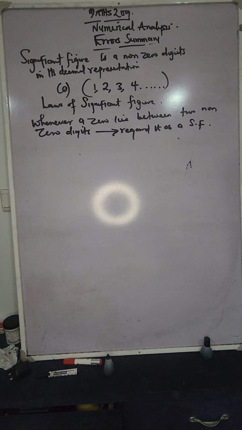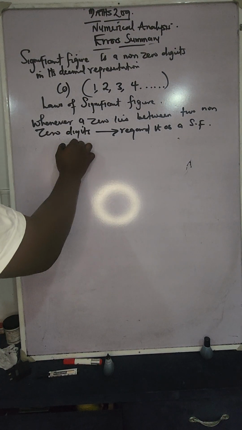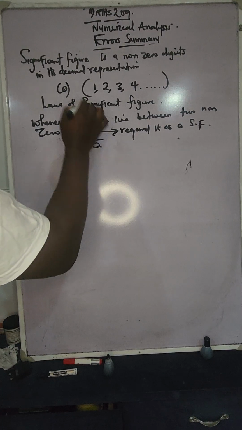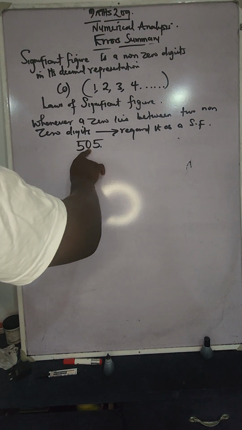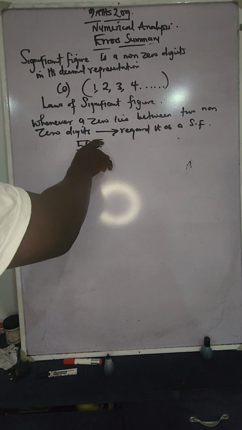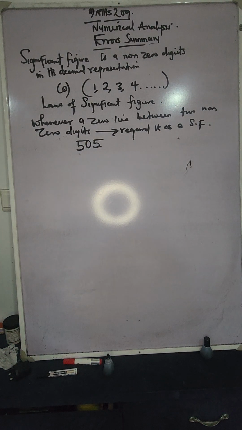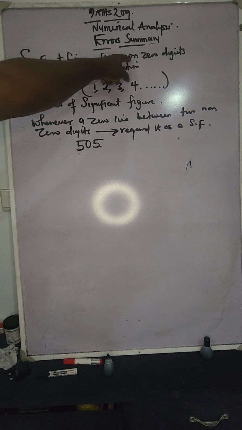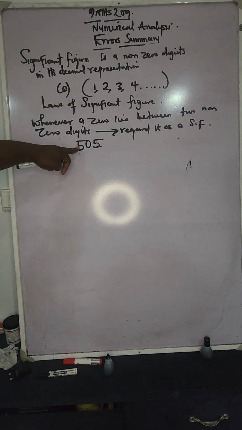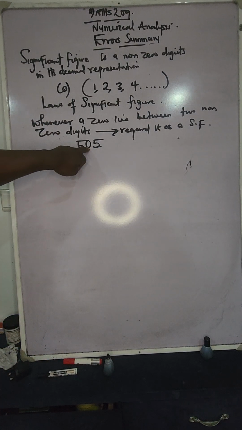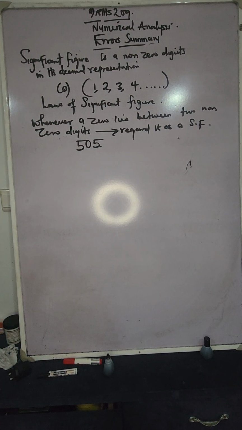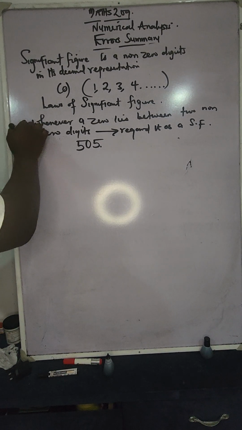What does it mean? It means that whenever I have, for example, 505, what it's telling me is that I should regard this 0 as a significant figure, because it is lying between two significant digits, right? I said first of all that significant figures are non-zero digits. So 5 is a non-zero. The other 5 here is a non-zero. As long as 0 is in the middle, we can regard it as a significant digit. Is that clear? This is number 1 law.